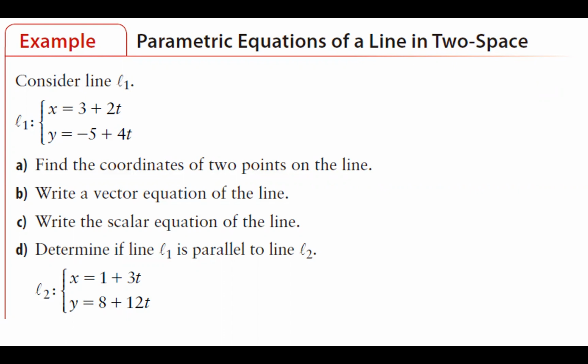Write a vector equation of this line. Write the scalar equation of this line. And last, determine if the line L1 is parallel to the line L2, whose parametric equations are given by x equals 1 plus 3t, y equals 8 plus 12t. Okay, I'll give you 5 minutes to have a look at the example yourself. And after that, we'll have a look at the solution together, okay?